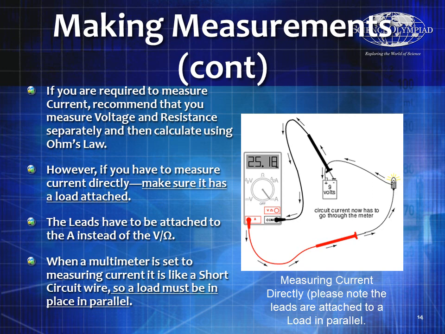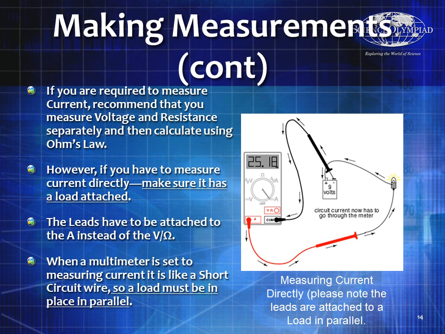Now you can see how the current flows from the battery through the multimeter, back through the light, back into the battery. As long as there is enough resistance on that light, and there usually would be, to prevent this from being a shorted circuit, it would actually be okay to do it that way.